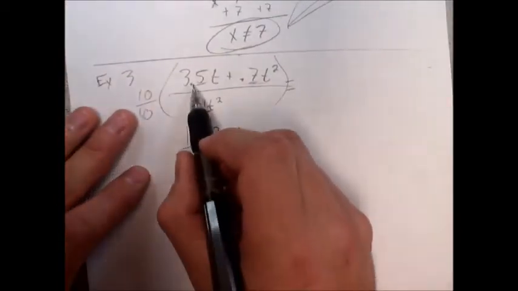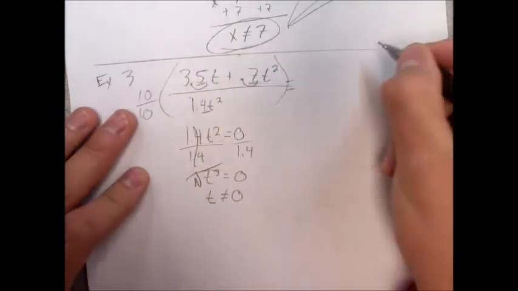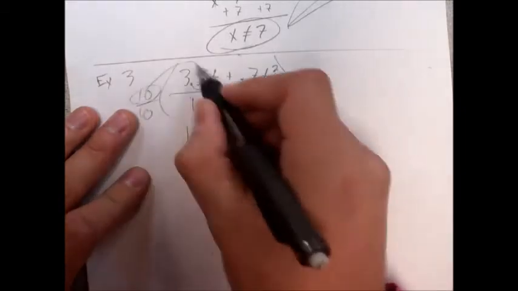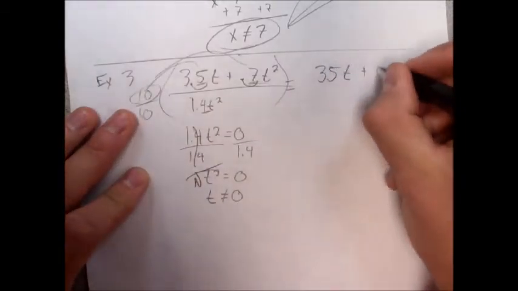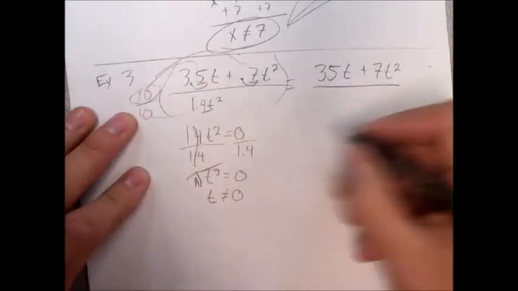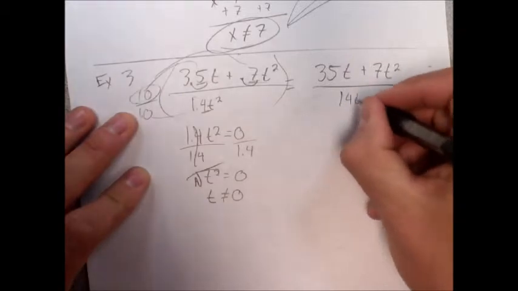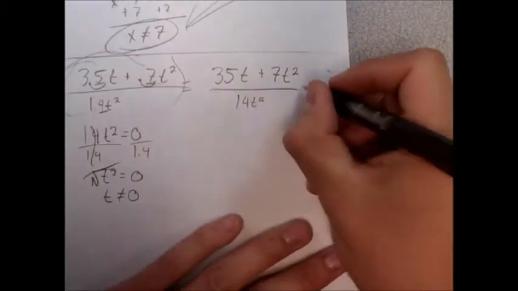So when I multiply this one by 10, I move the decimal place 1 time to the right. And when I multiply this one by 10, I move it 1 decimal place to the right. Remember, I'm just using distribution. So I have 35t plus 7t squared. Now I have to do the 10 on the bottom. So I get 14t squared. Okay, now we have whole numbers. This might make our life just a little bit easier, or at least seemingly so.